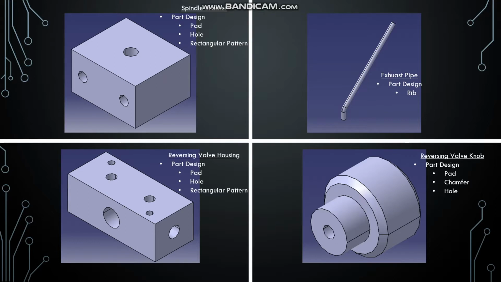The exhaust pipe was created just using the rib tool in part design. Reversing valve housing was created using pad, hole, and rectangular pattern tools, while the reversing valve knob was created in part design using pad, chamfer, and hole tools.